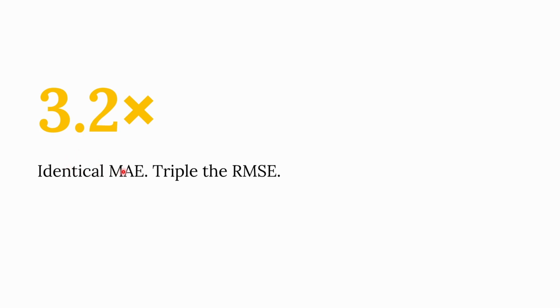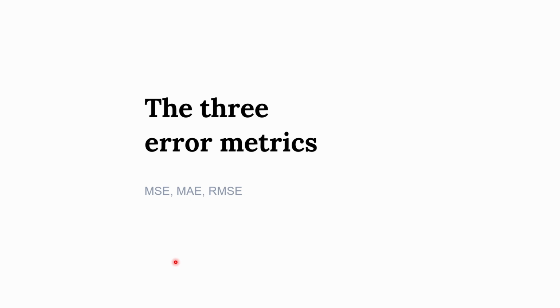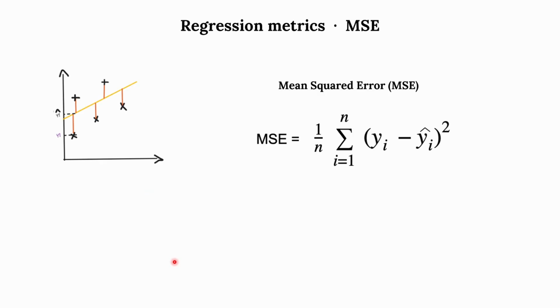So, they have identical mean absolute errors and a tripled root mean squared error. We will see how these errors are calculated. The metric you pick depends on the cost of having a large error. So your answer is it depends. Like most things in life. The three metrics. Now we'll look at the three metrics, see how they are calculated, and their advantages and disadvantages.